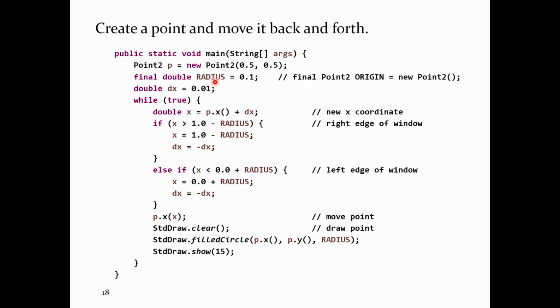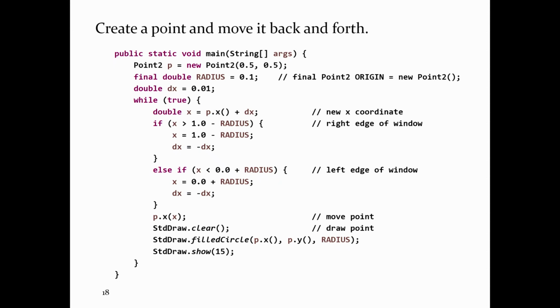So here we've got this variable called radius. Its value is going to be 0.1. So this is going to draw a circle of radius 0.1 on the screen, and then it's going to move the point back and forth. I'm using this class called StdDraw, which is not part of the standard library despite the name. It's actually a class that was developed at Princeton University for teaching Java.